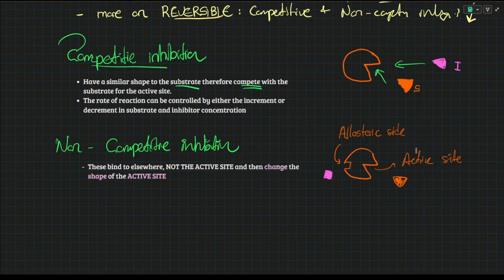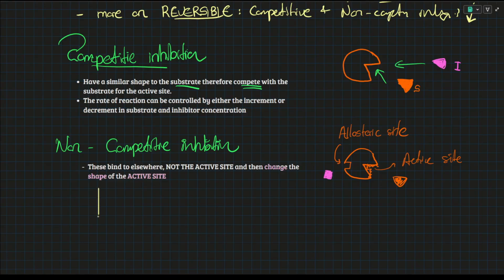That's the idea of non-competitive inhibition. Just like the name suggests, usually there's no competition. Substrate is fine. But the thing is, it's going to change the shape of the active site by the binding of this inhibitor molecule onto the allosteric site of the enzyme. Like so.